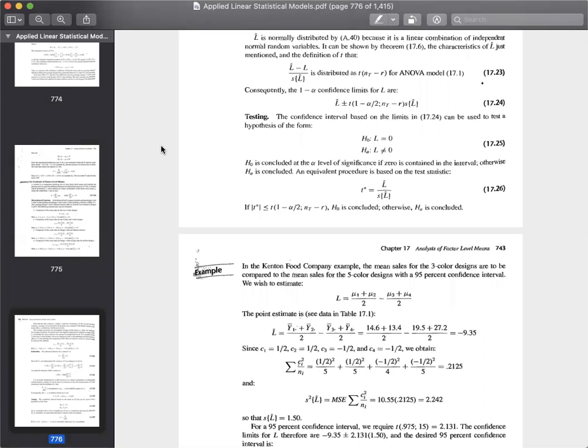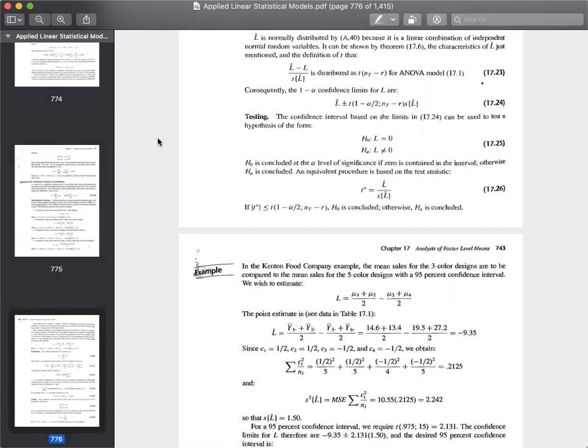Testing. The confidence interval based on the limits 17.24 can be used to test a hypothesis of the form where the null hypothesis is L equals 0 and the alternative hypothesis is L does not equal 0. The null hypothesis is concluded at the alpha level of significance if 0 is contained in the interval. Otherwise, the alternative hypothesis is concluded.